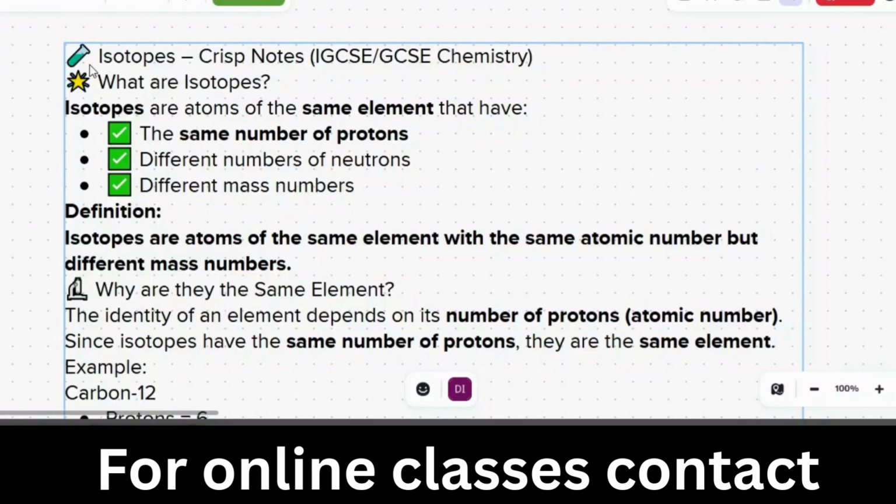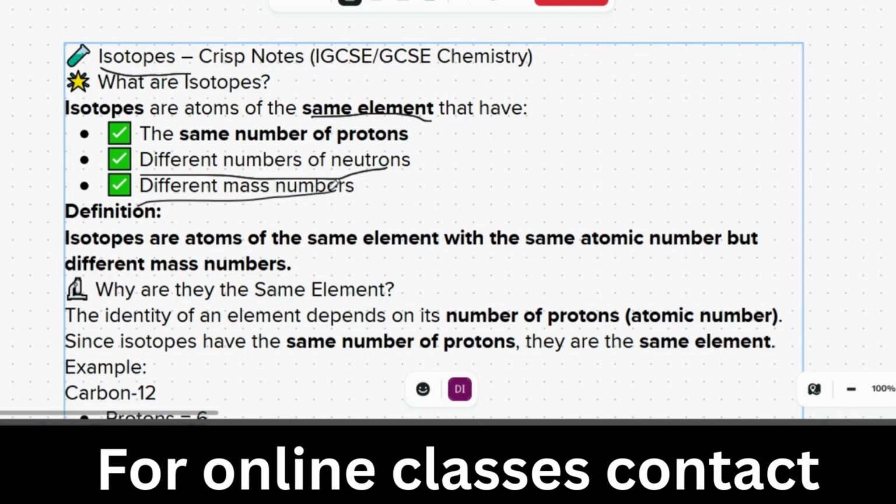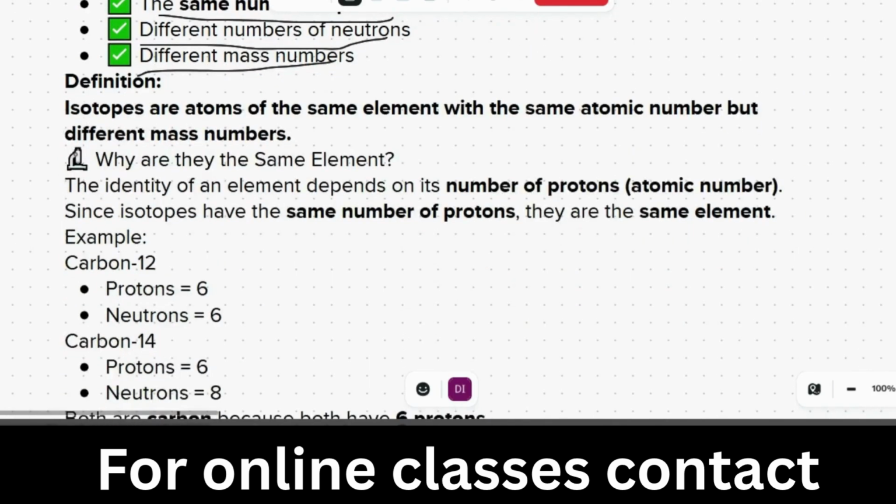Hello, today we are going to talk about a very important topic, isotopes. Isotopes are atoms of the same element, but they have a different number of neutrons and different mass numbers, although they have the same number of protons. A simple definition of isotopes is: atoms of the same element with the same atomic number but different mass number.